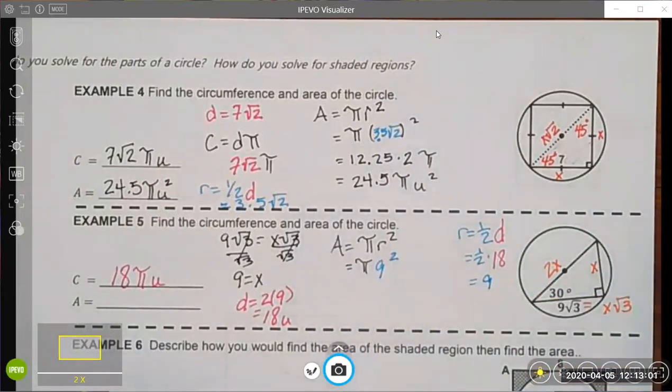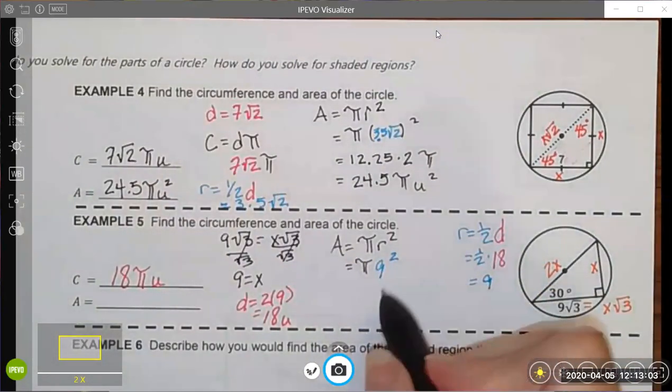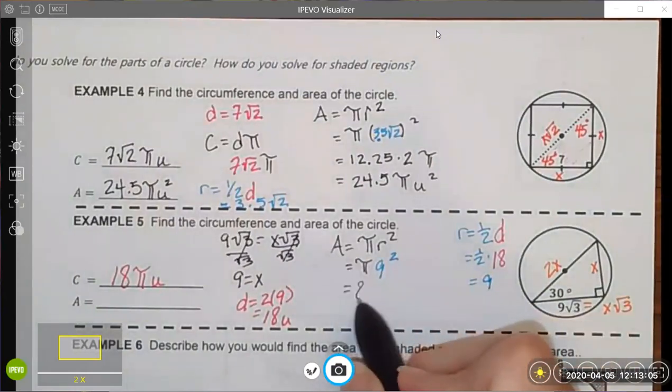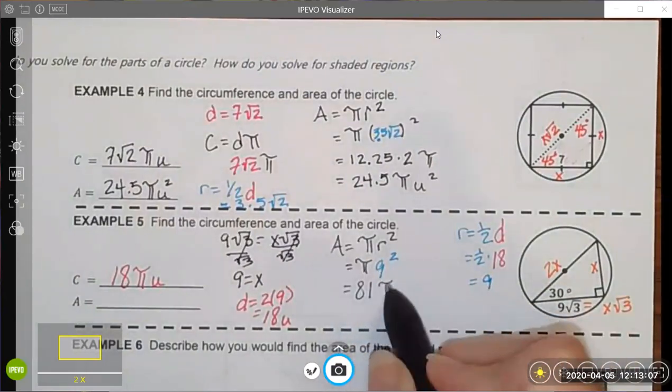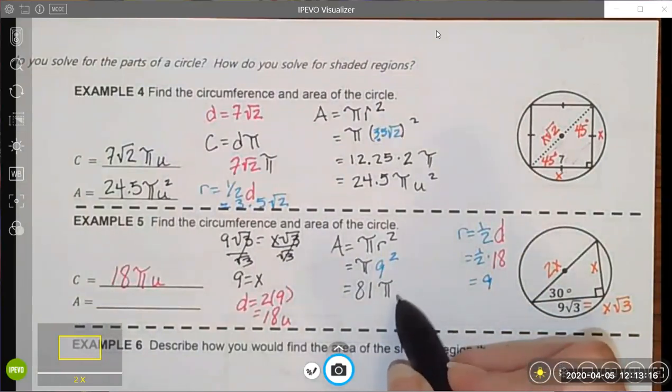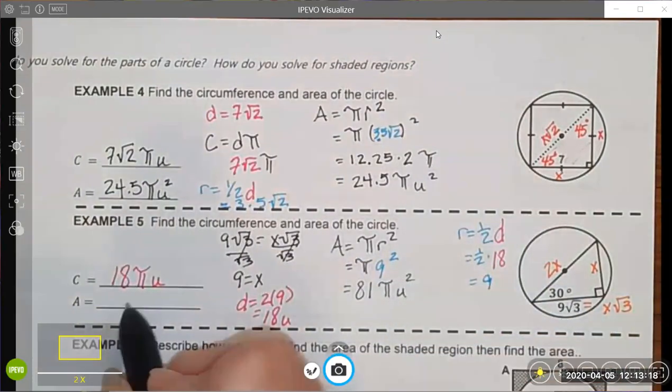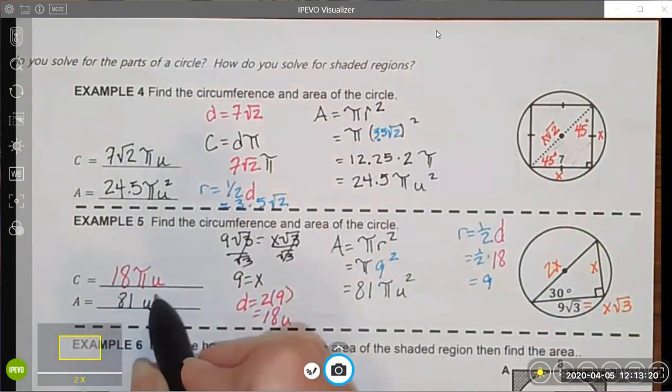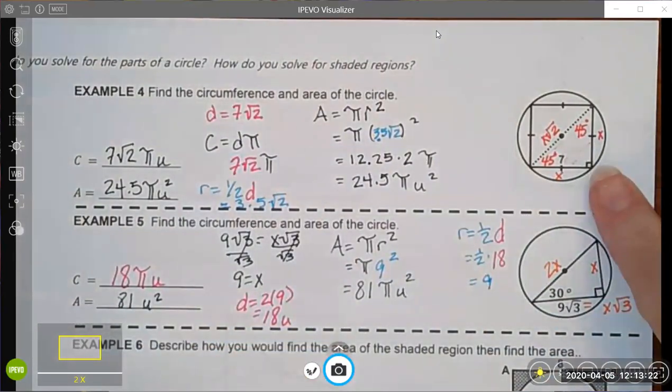To simplify this expression, I take 9 squared, which is 81, and I'm going to reverse these because we typically put pi at the end of our expressions. Multiplication is commutative and associative, so remember that the order that you multiply these does not matter. So now we have found the area and the circumference using two different kinds of special right triangles.